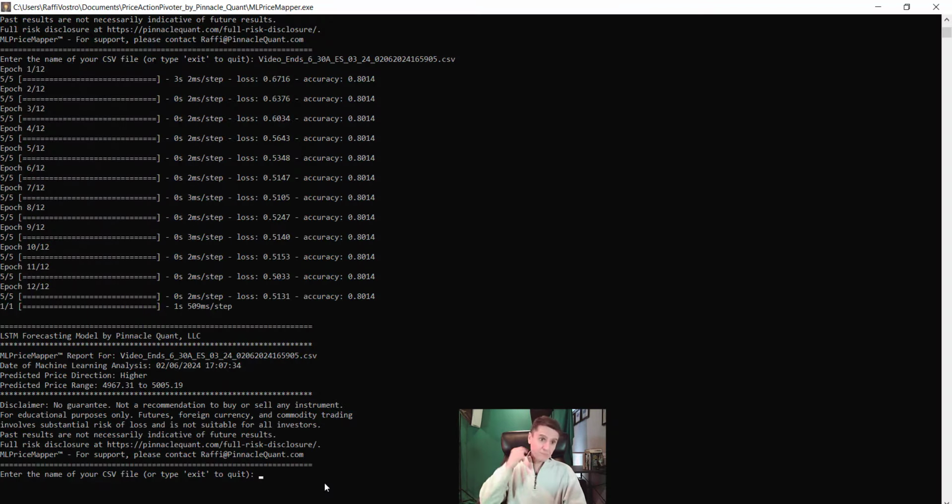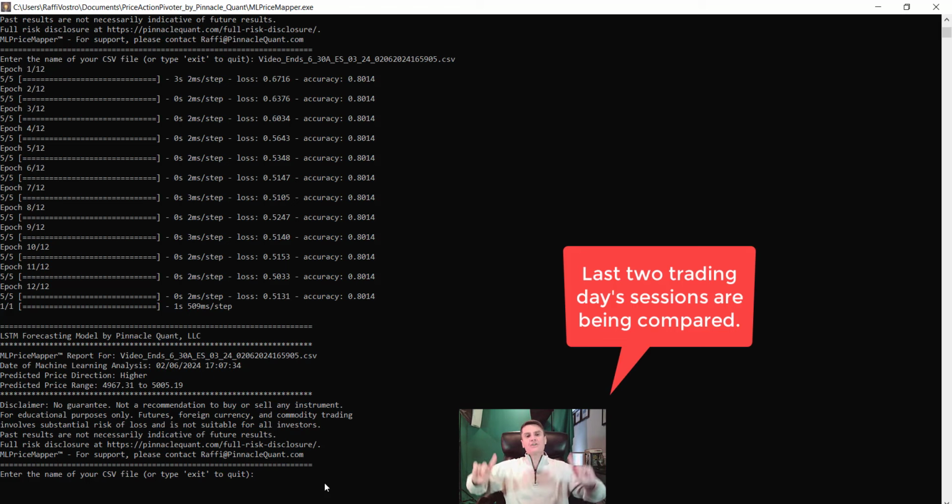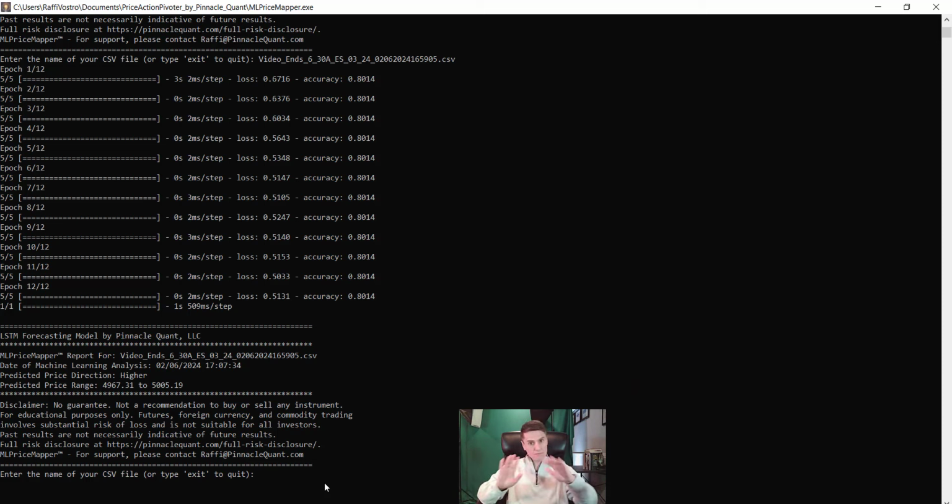It's got a second prediction in there. It reads, predicted price range 4967.31, ignore decimal points, to 5005.19. What is that? It's giving you a low and a high range for the upcoming RTH session based on the last couple of sessions. It's comparing pre-market to RTH, grabbing the means and the standard deviation of the mean, one standard deviation of the mean. And it's saying, based on the data we have, this is the prediction.